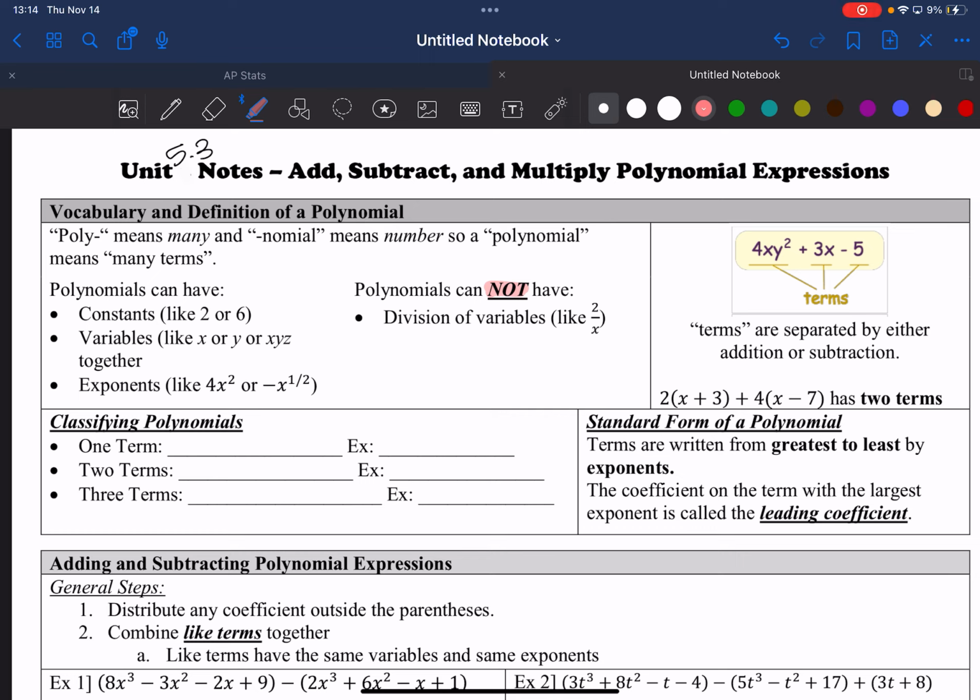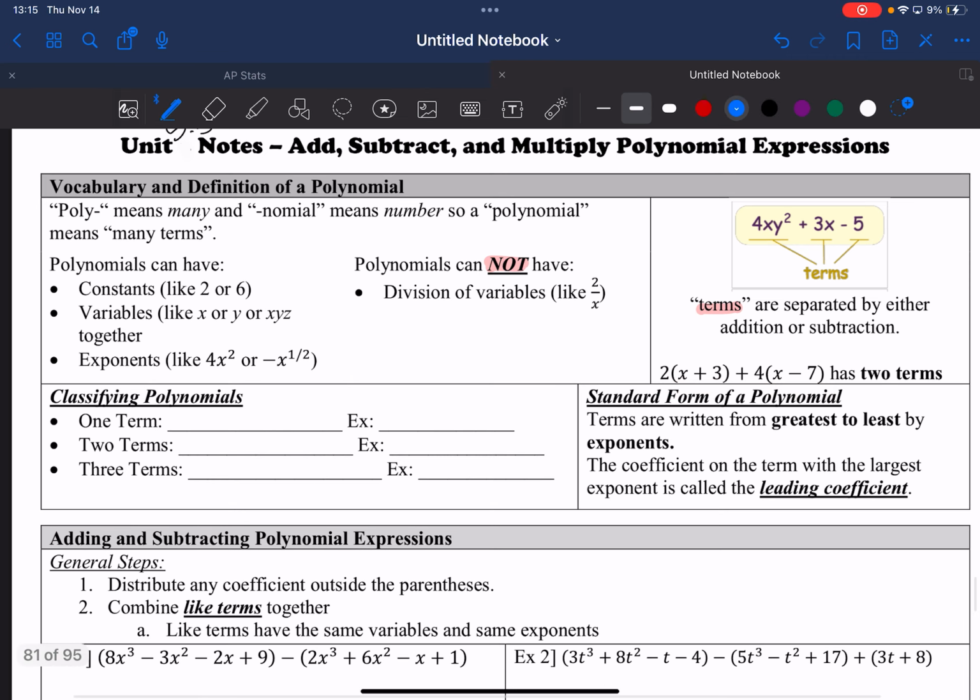When I talk about terms, terms are those separated by either an addition or a subtraction sign. So if we look here, we have an addition and a subtraction, which means we have 3 terms. When we see parentheses, we're going to count this whole thing as a term. So technically, we only have 2 terms. We classify polynomials by how many terms they have.